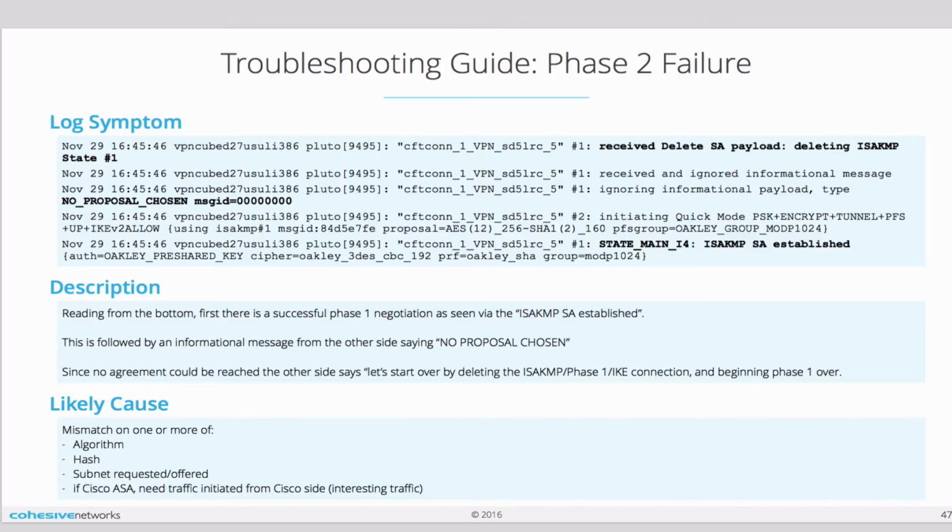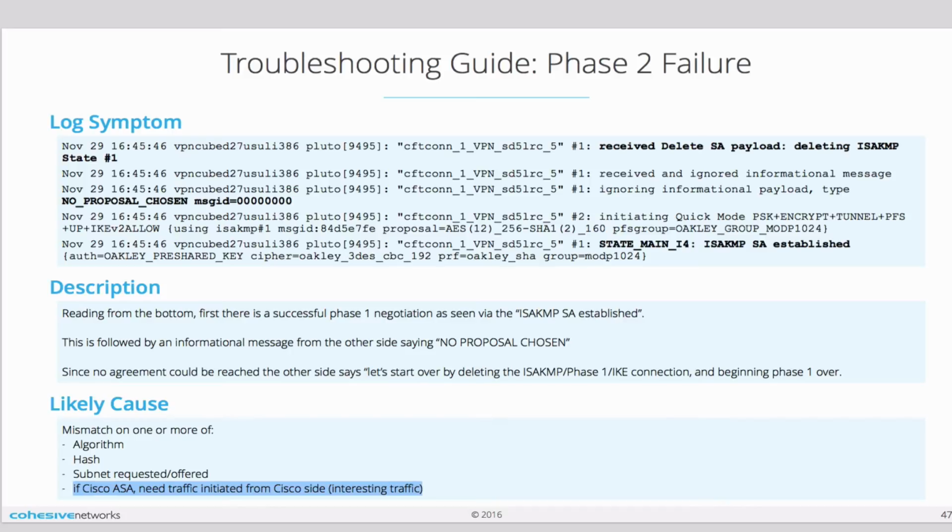If you see the no proposal chosen repeating over and over again, but they're not sending the delete SA, they're not deleting the phase one and starting over, and if it's a Cisco ASA, and we've seen this, I think, with Barracuda as well, where your phase one is kept, but your phase two is saying no proposal chosen, no proposal chosen. It still could be a mismatch, but most often, if it's a Cisco ASA, they just have to send any traffic from their side.